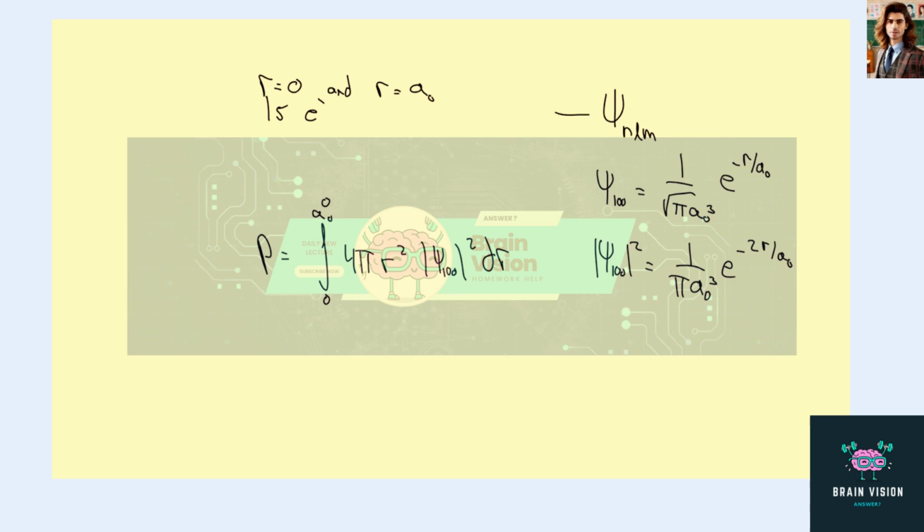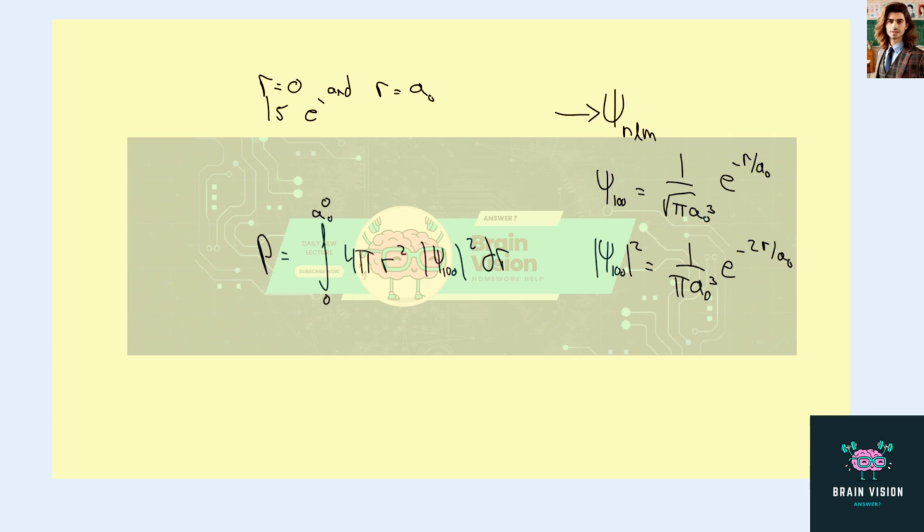In this problem, we want to compute the probability that the hydrogen atom of a 1s electron will be found somewhere in the range between r equal to 0 and r equal to a naught. First of all, let's remember that the wave function of the hydrogen atom is given by the n, l, m quantum numbers, and that for the 1s electron, this corresponds to the 1, 0, 0 wave function, which is 1 over the square root of pi a naught cubed times the exponential of minus r over a naught.